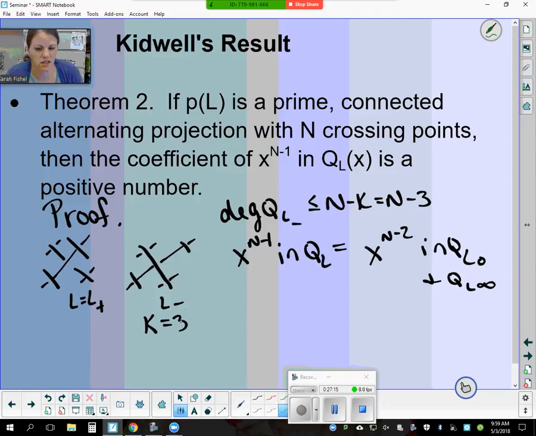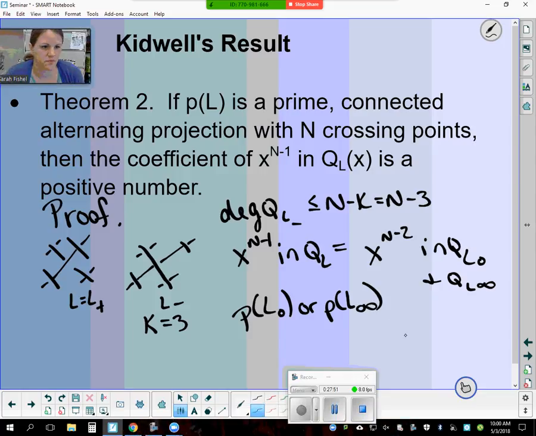Since L naught and L infinity are alternating projections, which again I will have drawn out, I'll have all 4 of these drawn out prior, so they're there. Because they're alternating projections and have n minus 1 crossings, because we delete a crossing, the proof ends up getting completed by induction if at least one of our projections, either P of L naught or P of L infinity, is prime and connected. And that's the lemma that we would have already taken here. And so we have a proof again, and we are good to go.